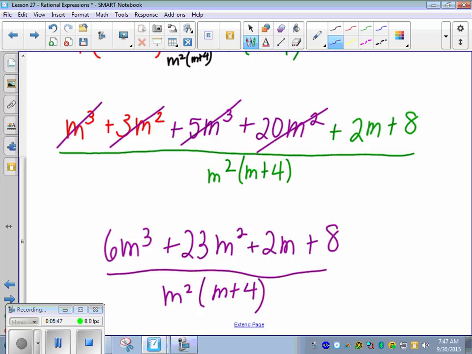I would always put it in descending order by exponent. That's normal, all right? And then I would also always put the monomial in front of the binomial in the denominator. Okay, if you don't, I'm not going to mark you wrong. You can multiply in either order here, but it just makes sense. That's how you usually see math. So I would do it that way.